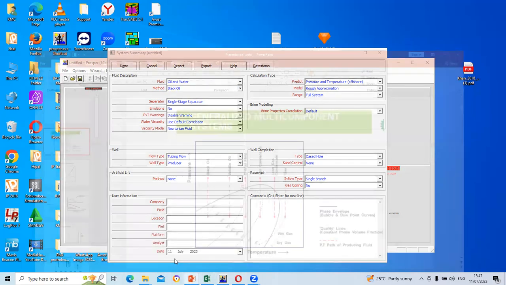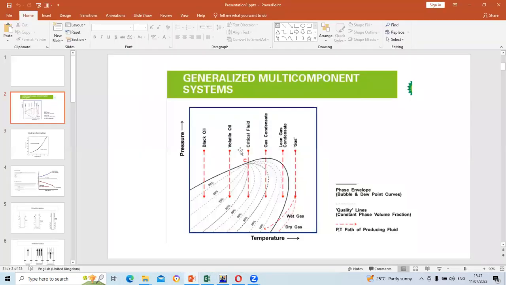So I'll go to my PowerPoint. And from the PowerPoint, we can see the general PT diagram that is used to classify hydrocarbon fluids. We can see clearly from the diagram that we have at the beginning, at very low temperature and high pressure, our black oil. Generally, in the reservoir, the characteristics of oil is mostly controlled by pressure, while that of gas is mostly controlled by temperature.